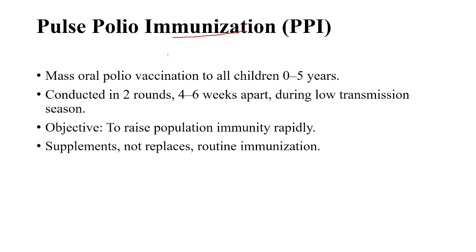Then I have pulse polio immunization. It was started by the government of India for the children of 0 to 5 years. On the right little finger, the mark was given, similar to how the voting mark was given. The finger mark was given to the children.